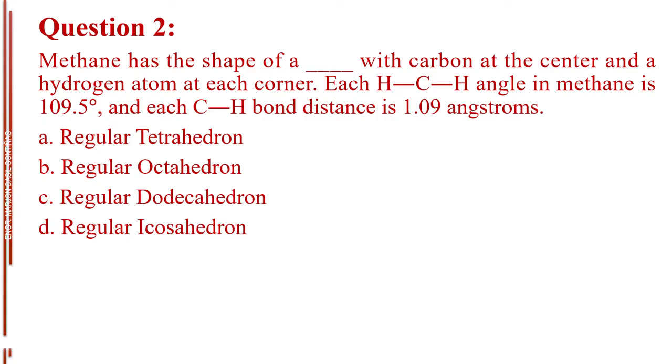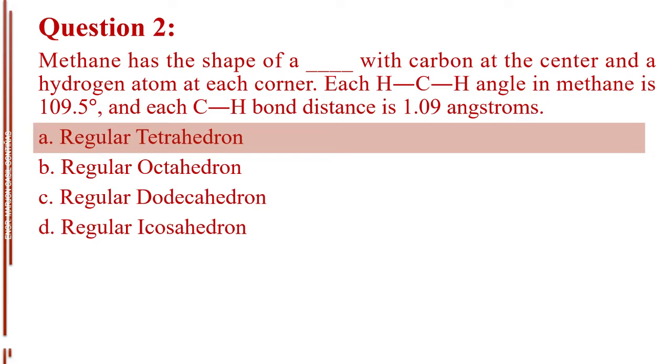Question number 2. Methane has the shape of a blank with carbon at the center and a hydrogen atom at each corner. Each HCH angle in methane is 109.5 degrees, and each CH bond distance is 1.09 angstroms. Letter A, regular tetrahedron. Letter B, regular octahedron. Letter C, regular dodecahedron. Letter D, regular icosahedron. The answer is letter A, regular tetrahedron.